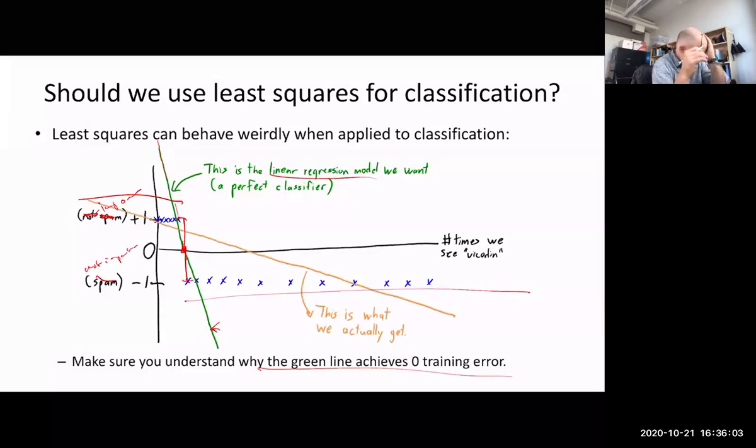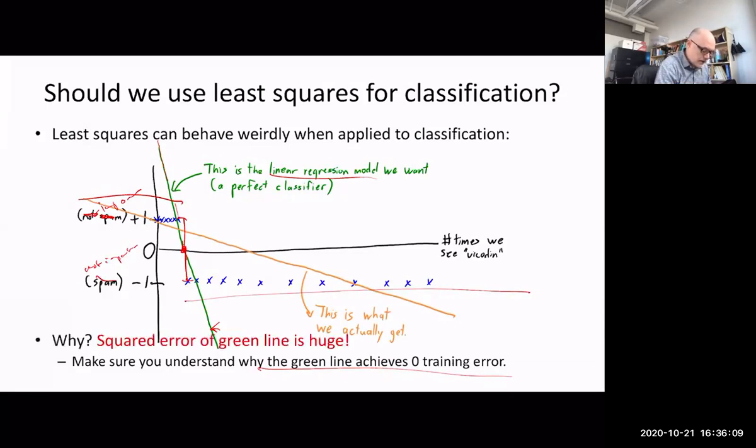What we would actually get if we trained using the least squares loss here is this orange line. And why? It's because the squared error of the green line is large. In particular, if you think about the residual for a data point like this, it's just going to go like crazy, right? So the orange line is going to have much smaller residual errors for the entire training data set than the green line is.